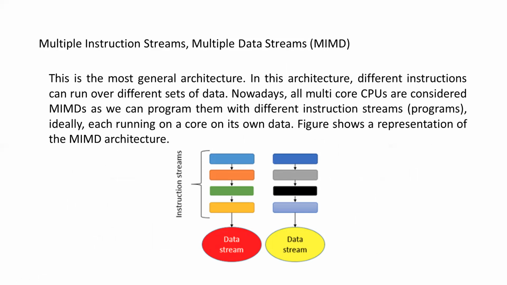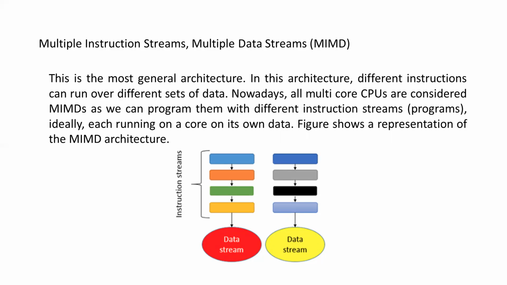Okay, so now we can move on to the next of Flynn's taxonomy, the fourth one, that is multiple instruction stream and multiple data stream, which is denoted by MIMD. This is the most general architecture. In this architecture, different instructions can run over different sets of data. Nowadays, all multi-core CPUs are considered MIMDs, as we can program them with different instruction streams, ideally each running on a core on its own data.